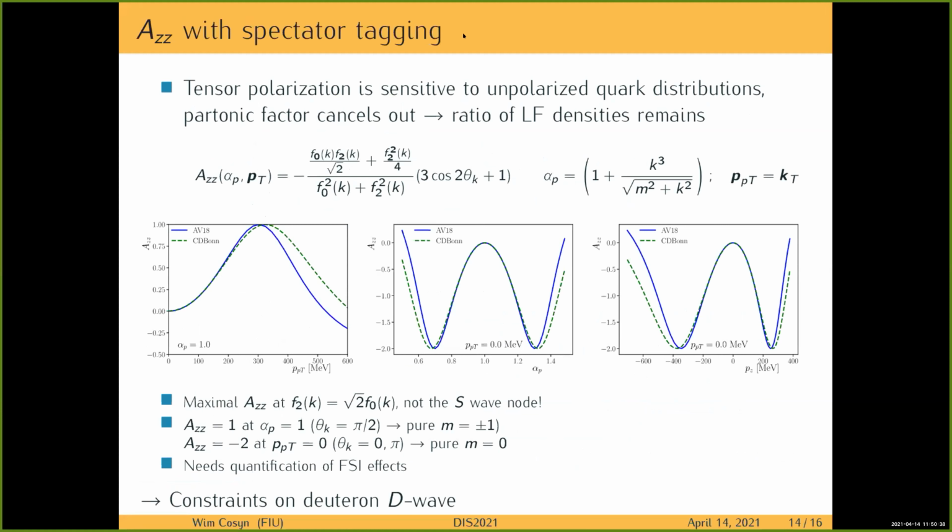What's the advantage of doing this with spectator tagging is that since both numerator and denominator are sensitive to unpolarized quark distributions, it actually cancels out. So the partonic factor cancels out, and you only remain with deuteron light-front densities.